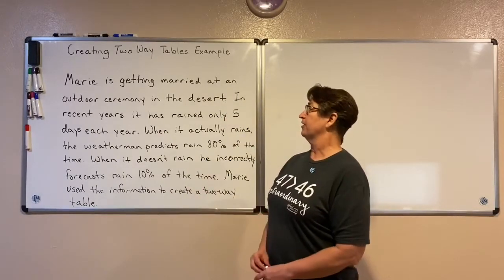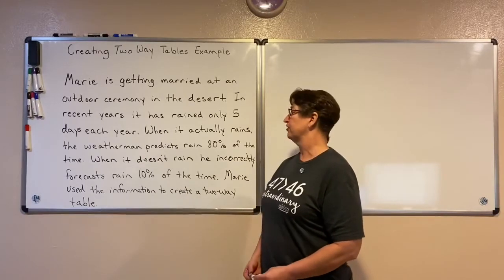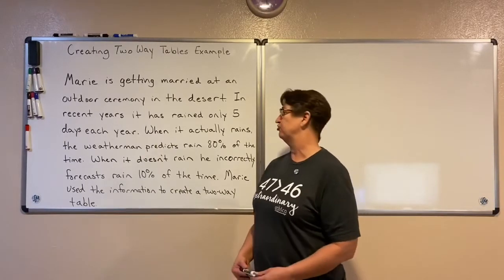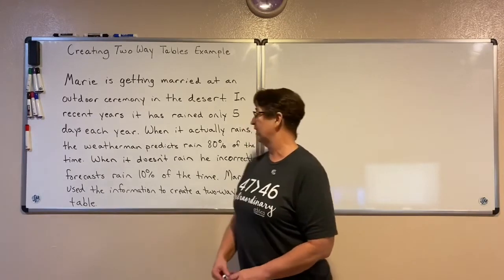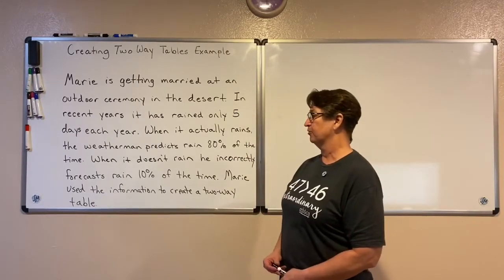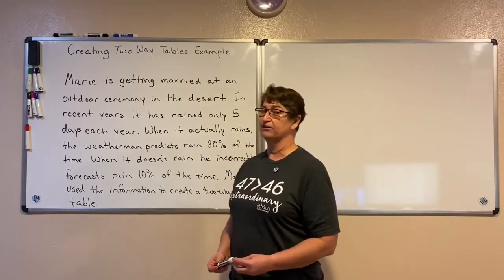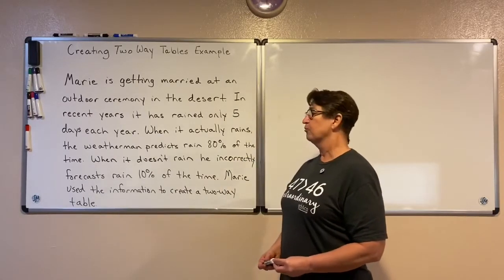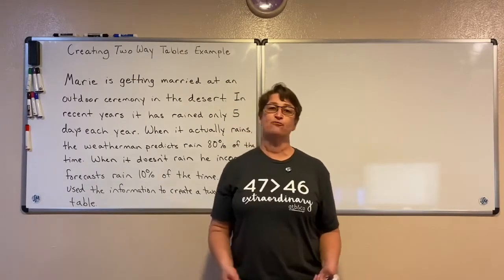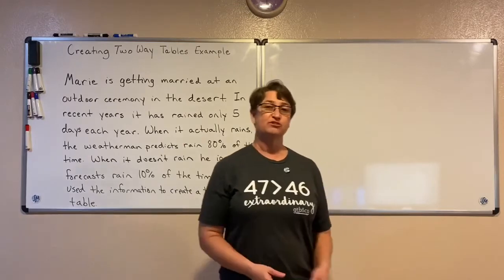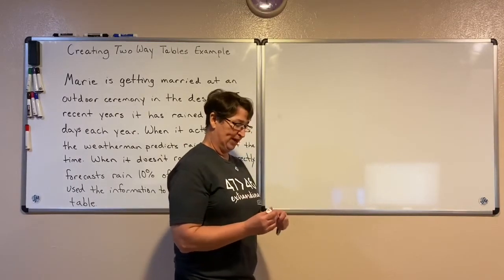Marie is getting married at an outdoor ceremony in the desert. In recent years, it has rained only 5 days each year. When it actually rains, the weatherman predicts it rains 80% of the time. When it doesn't rain, he incorrectly forecasts rain 10% of the time. Marie used the information to create a two-way table, so that she's planning for her wedding, she's displaying various data to help her make her decisions about the wedding.